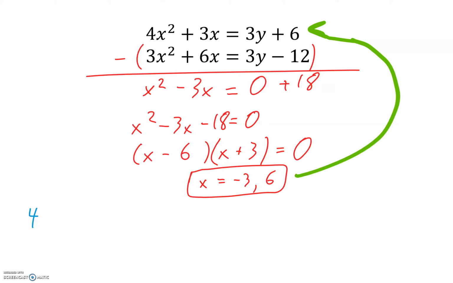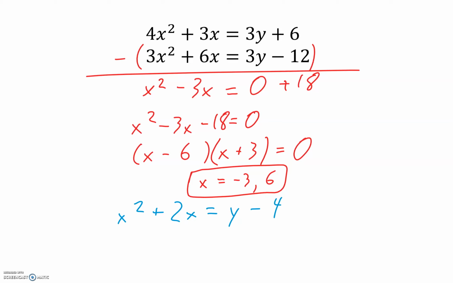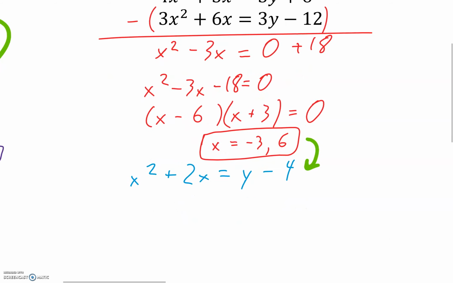Oh, you know what? No. We can put it in the bottom one because, watch this. The bottom one can actually be simplified, or maybe I'm going to simplify it right now. I can divide by 3 on every single term. So the bottom one can be simplified to x squared plus 2x equals y minus 4. So every term was just divided by 3. So I'm going to plug it into here. There you go. That's going to be even easier than before.